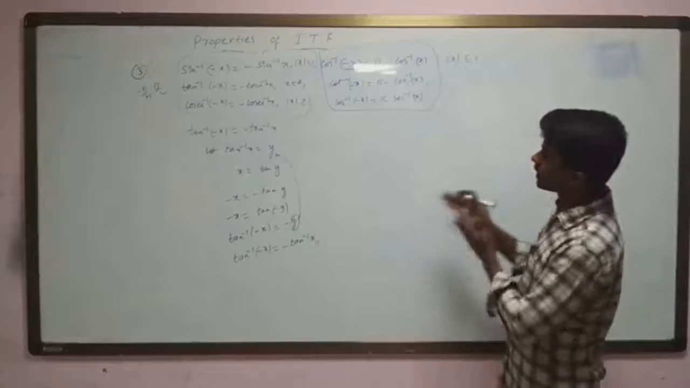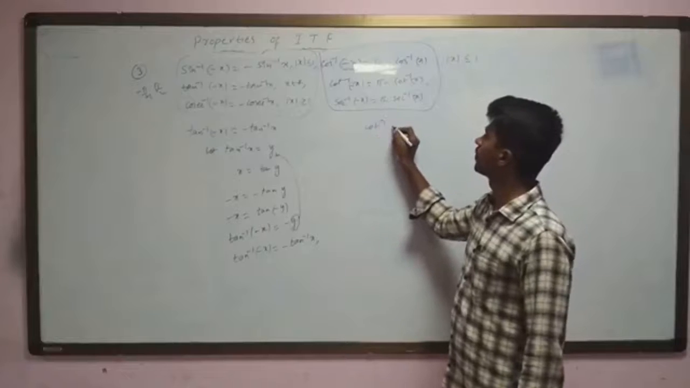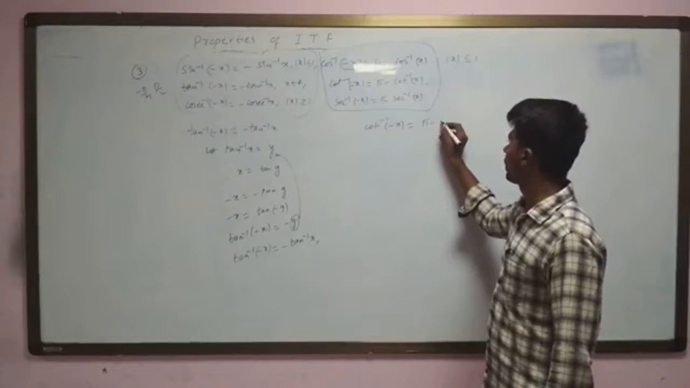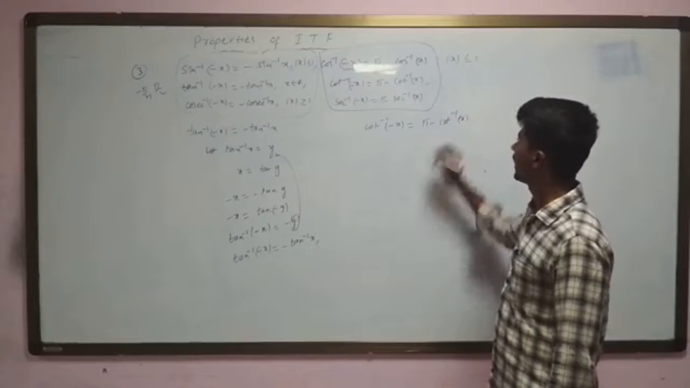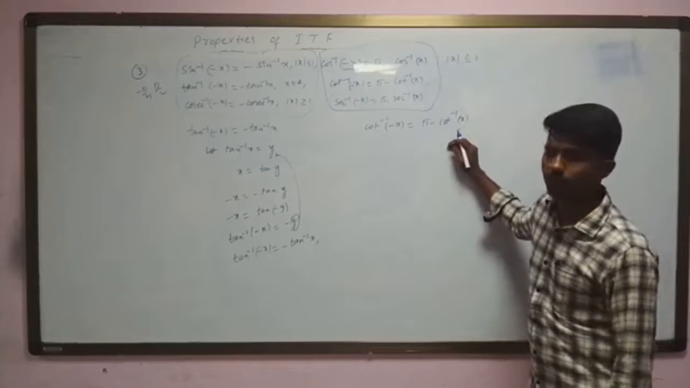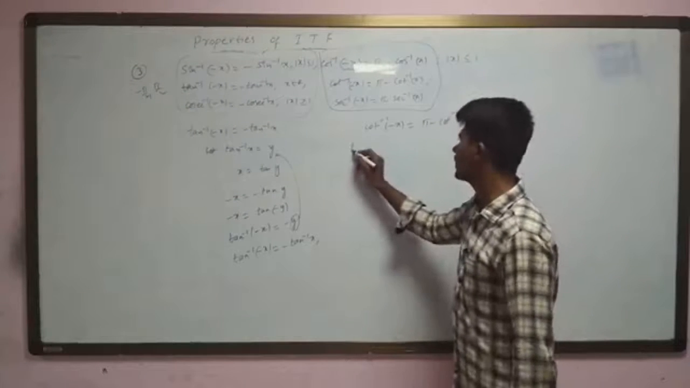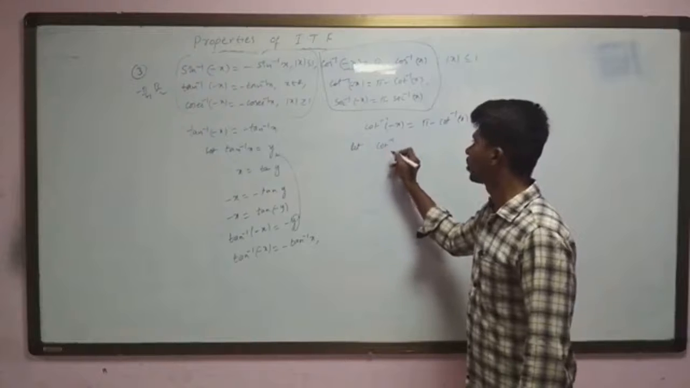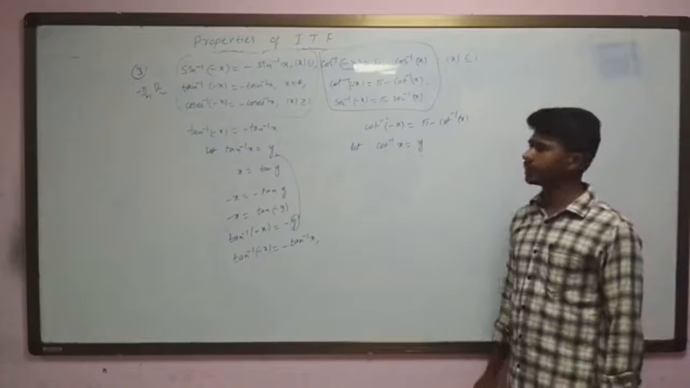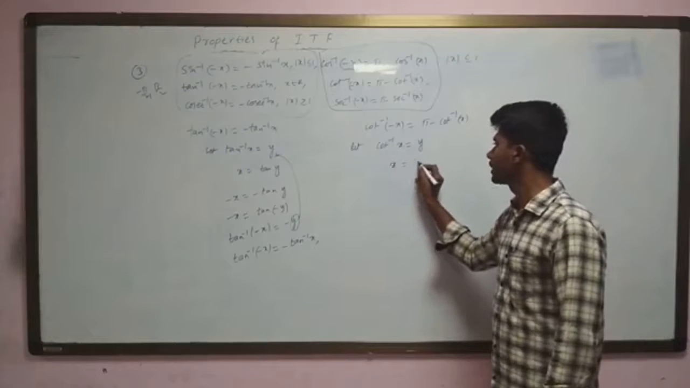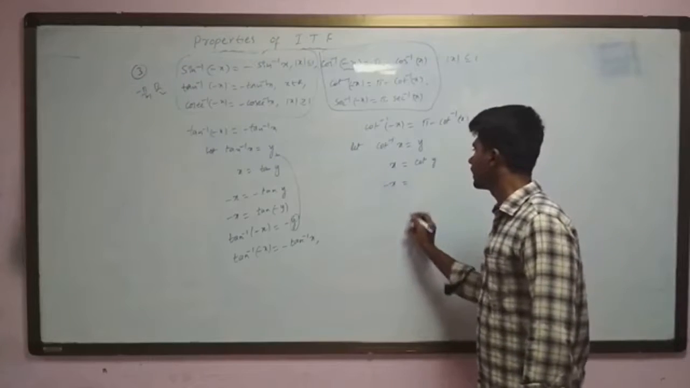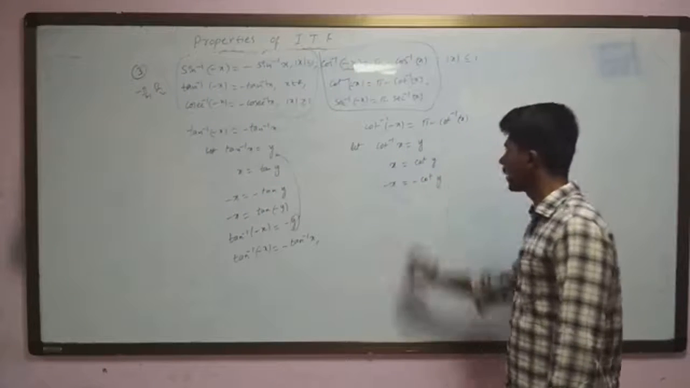The same thing if we come to the next one, cot inverse of minus x is equal to pi minus cot inverse of x. So let me try this one. Let cot inverse of x be some y. Consider cot inverse of x as y. Then x is equal to cot y. Then minus x is equal to minus cot y.